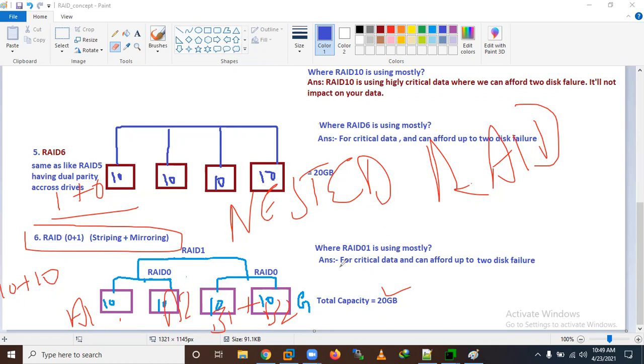So we are using it for critical data and can afford 2 disk failures, up to 2 disk failures. Suppose this disk fails or this disk fails, there is no impact on your data, you will not lose your data.